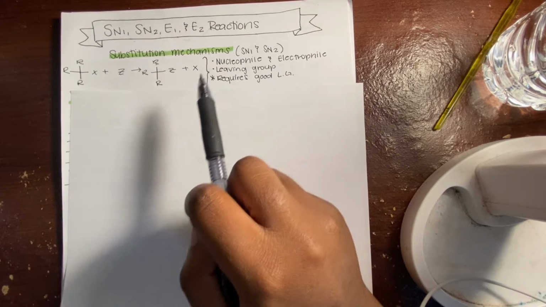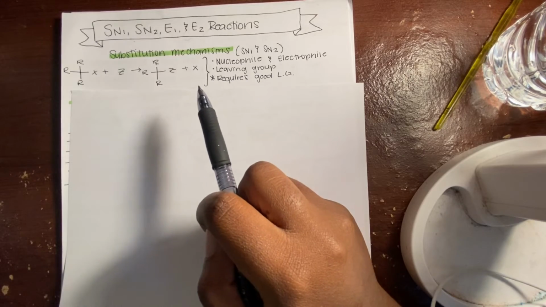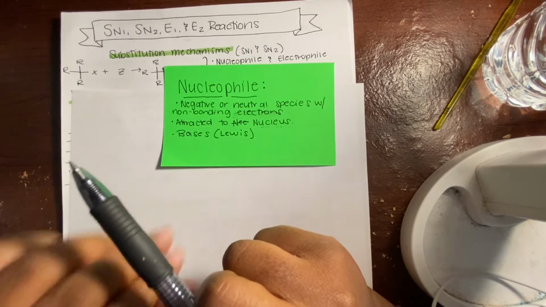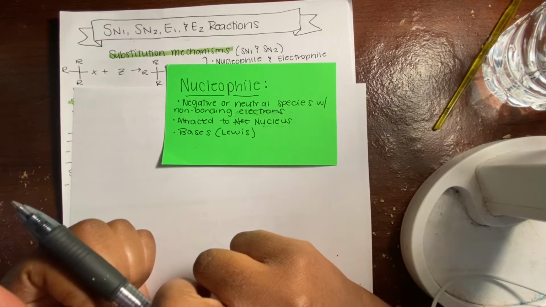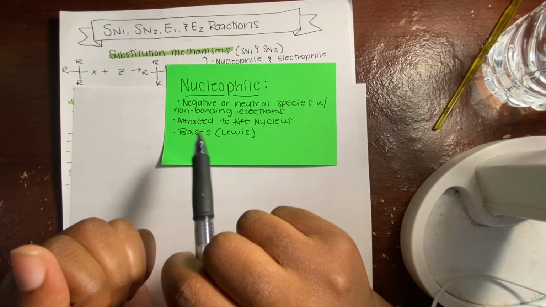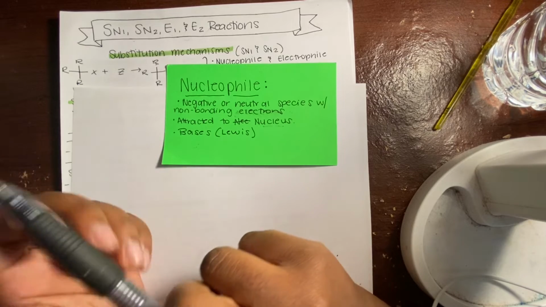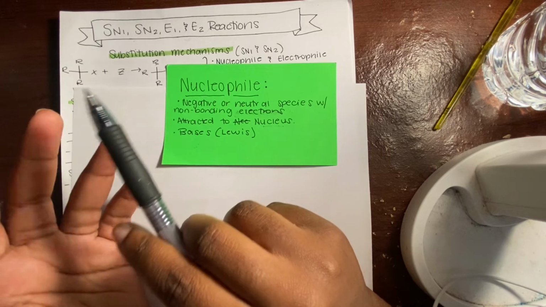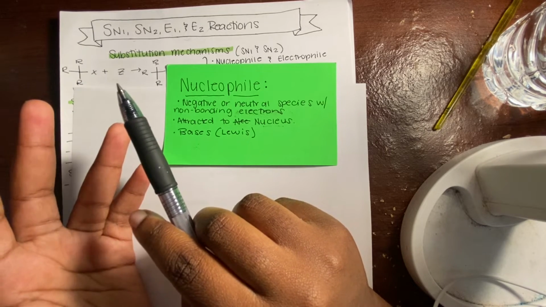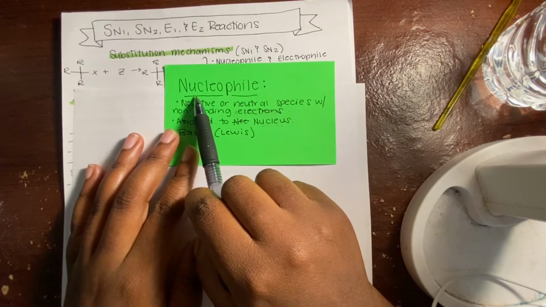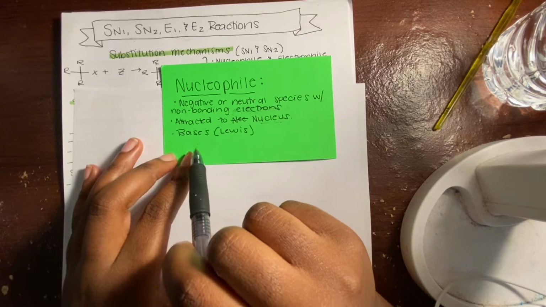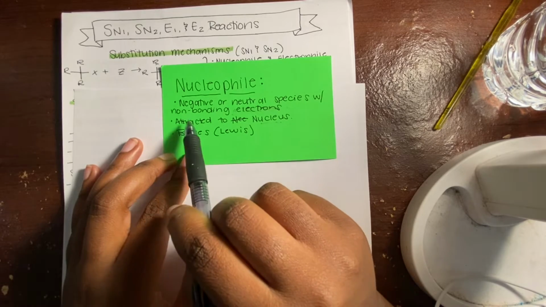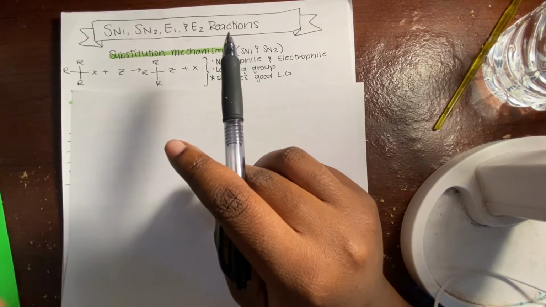And just to cover some vocabulary, first we have a nucleophile. So our nucleophile is our negative or neutral species that has a non-bonding electron. This makes it attracted to positive substances, aka nucleophile. Nucleus would be positive, phile attracted to. This fits in with the definition of our Lewis bases because it has non-bonding electrons.